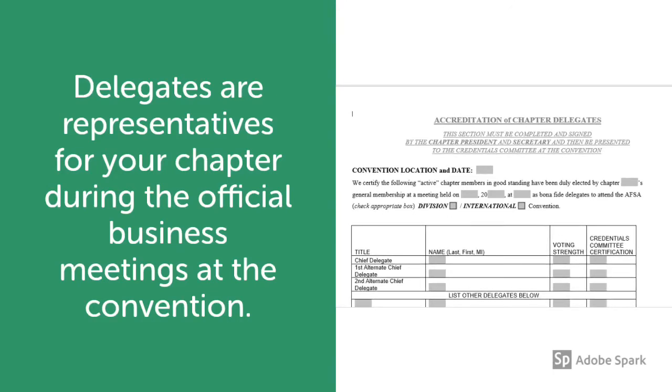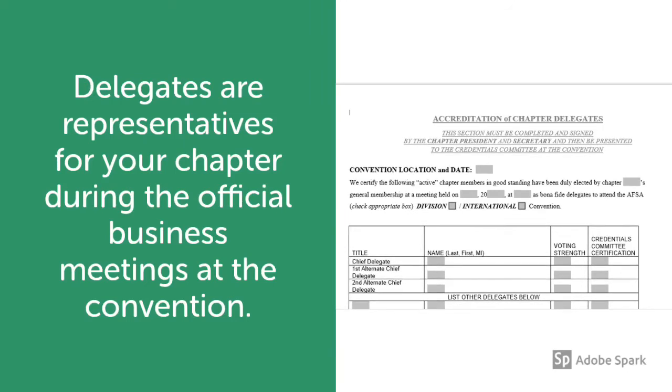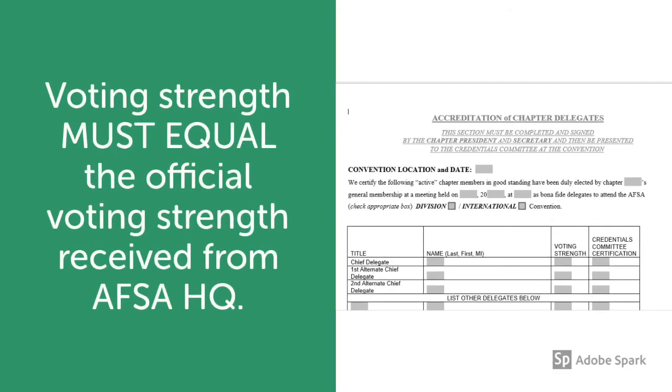Then you will start listing your alternates. While it is not required to have alternates, it is highly recommended that you have an alternate or two to avoid any single points of failure. You can have as many delegates as you would like. I would recommend the delegates are chapter members listed on your chapter's voting credentials report that you received from AFSA headquarters to avoid any confusion later on. Remember, active chapter members.